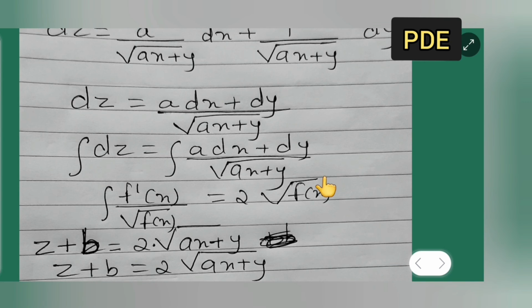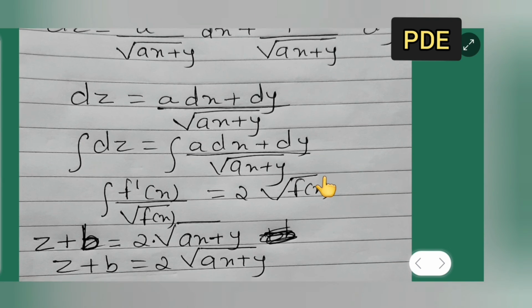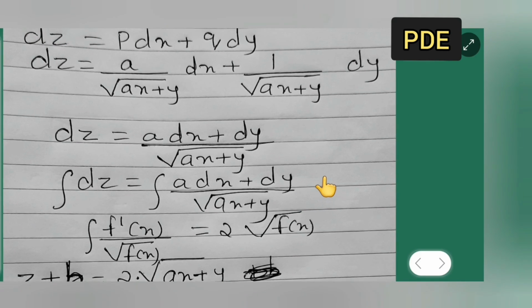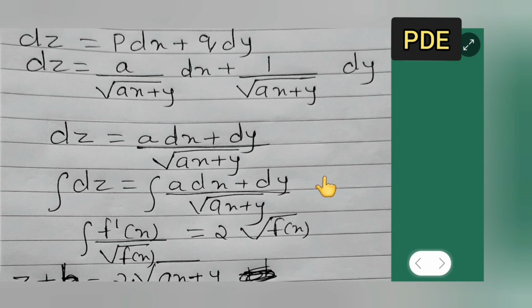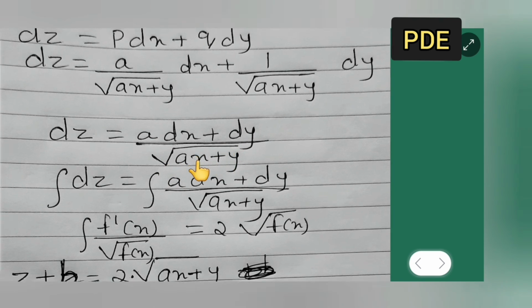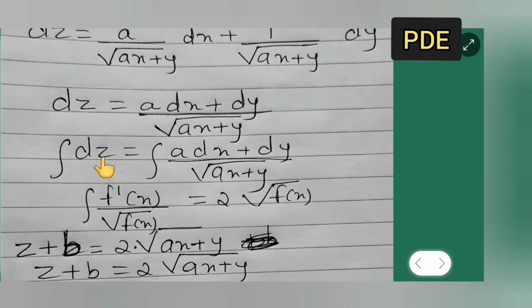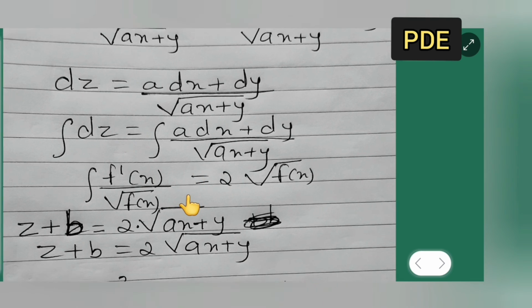Okay. Next what I am going to do is, once you all plug the value, you all are going to get dz. Now this is common, right, for both. So a dx plus dy upon root of ax plus y. Okay, this is common, right? So integrate this on both the side. What you all are going to get? This is the formula which you all have to apply.